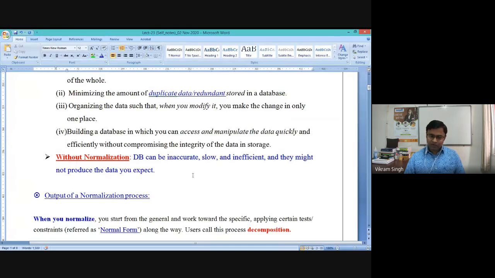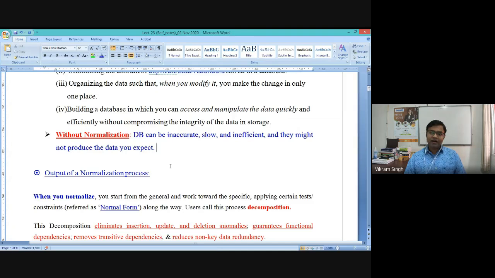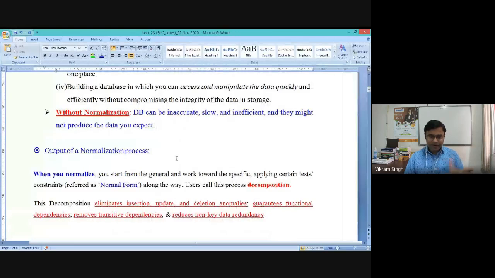So if we do not perform normalization, if we go with the same data which we created during data creation without data design theory, we will have inaccurate, slow, and inefficient database tables, right? Which will basically create a lot of headaches for the database management software, as well as a lot of problems for the user also, right? Now, let's brief it.